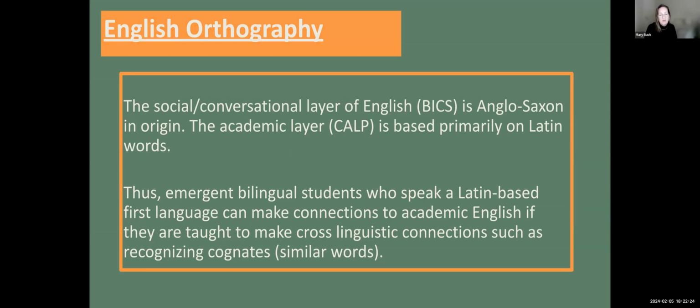a base of, well, for instance, its BICS is based on Anglo-Saxon, and its academic language, or CALP, is based primarily on Latin words. Think about it when you have a Spanish-speaking student who comes in, or a student who speaks a language that's Latin-based. They're going to make those connections to the CALP of the English language because that is what their language is based on. So as a teacher and instructor, if we can provide some of those cross-linguistic connections, such as just recognizing cognates, and by the way, there are about 20,000 of them in the English language that connect with other languages, then that can help the student immensely with their comprehension skills.